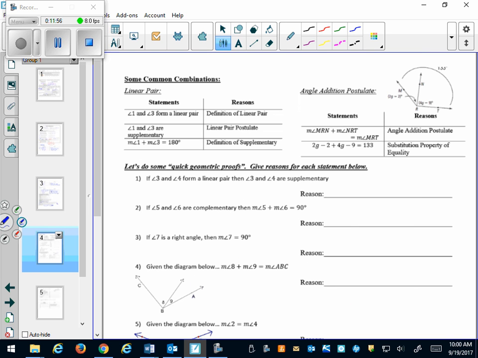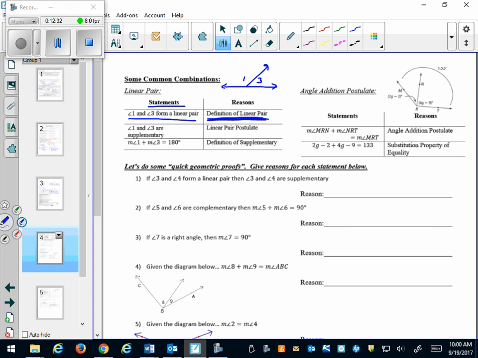So notice in a proof, if you have 1 and 2 forming a linear pair, 1 and 3 forming a linear pair, so let's say the diagram looks like this, angle 1 and angle 3 form a linear pair. So your statement is going to say they form a linear pair. I know this just by looking at the diagram. Whenever you're looking at the diagram and identifying something, like, oh, look at that, that's a linear pair, that's going to be definition of linear pair. That statement in your proof is actually optional. Sometimes you'll see it there and sometimes you won't.